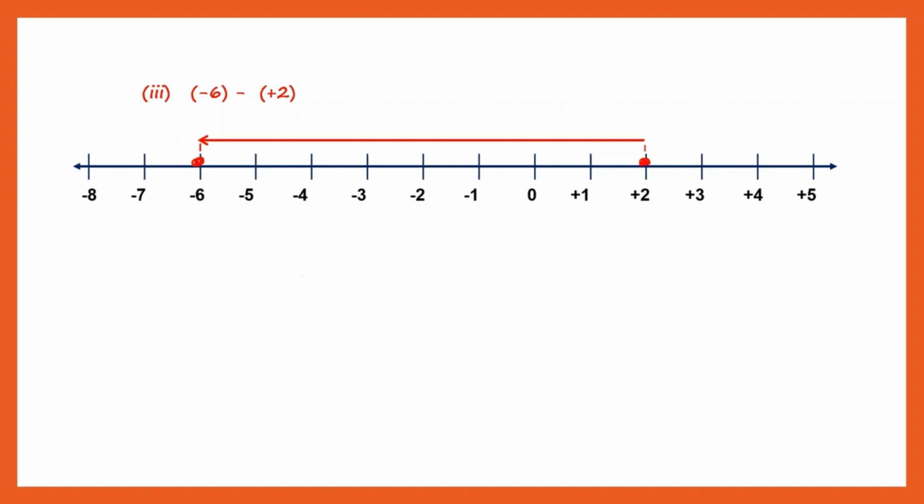So we have drawn that line and we have moved 8 steps, and this time we have moved to the left. So when we write our answer, we should put a minus sign because we've moved to the left, and we have to write 8 for the number of steps that we have moved. So minus 8 is our answer.